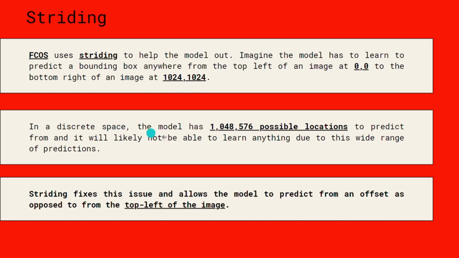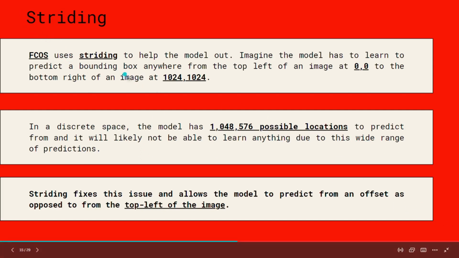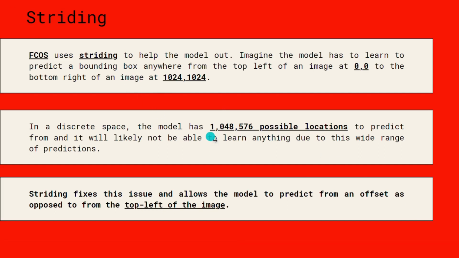In a discrete space, the model has to choose from 1,048,576 possible locations to predict from, and it will likely not be able to learn anything new due to this wide range of predictions. So if they just basically start from the top left corner to the bottom right, there are going to be an enormous number of possible locations where the prediction can be made, so it's not feasible to implement this kind of method.